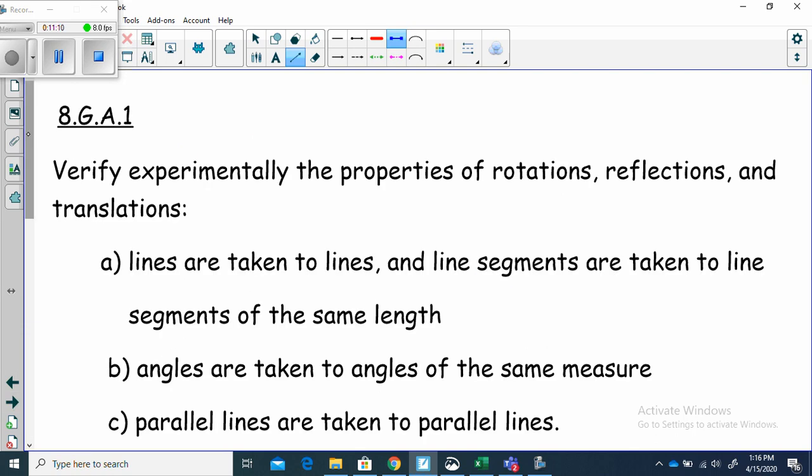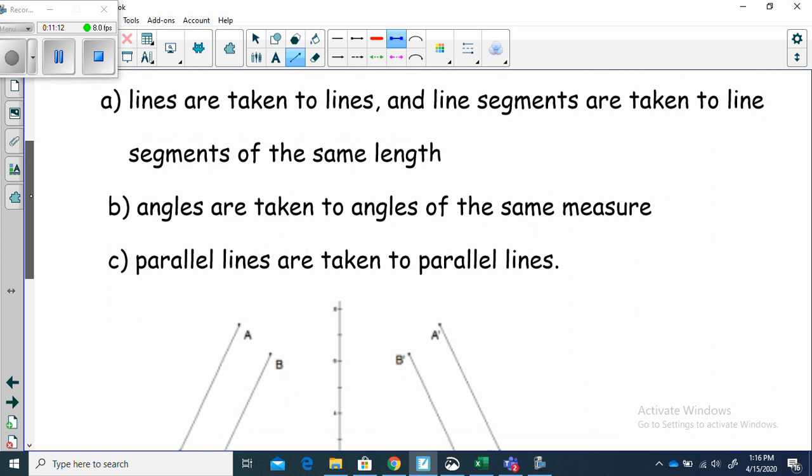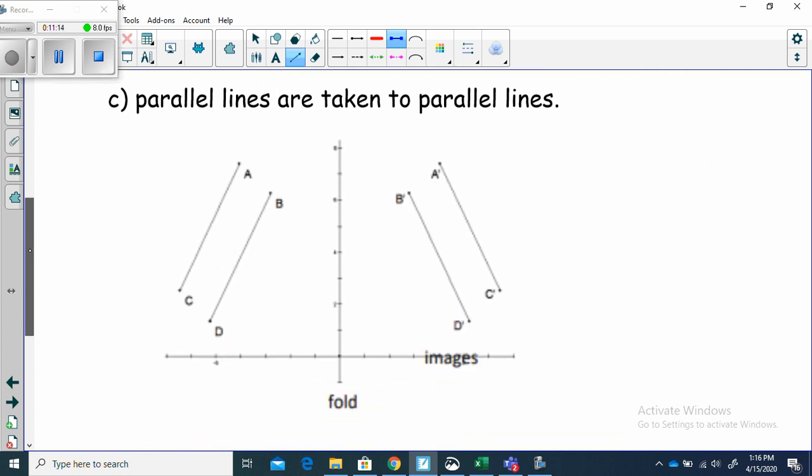Now, we're still talking about creating congruent figures. What if we have parallel lines? It says parallel lines are taken to parallel lines. What if I have two parallel lines, AC and BD, and let's say we reflect them over the y-axis. When you're doing a reflection, you have to tell us what you're reflecting over. If I were to take this paper and fold it right here along this axis, these lines here would fall right on top of these.